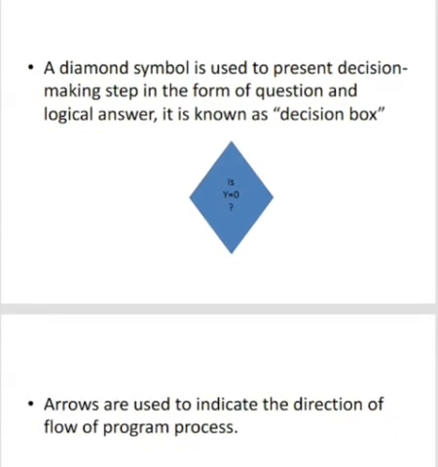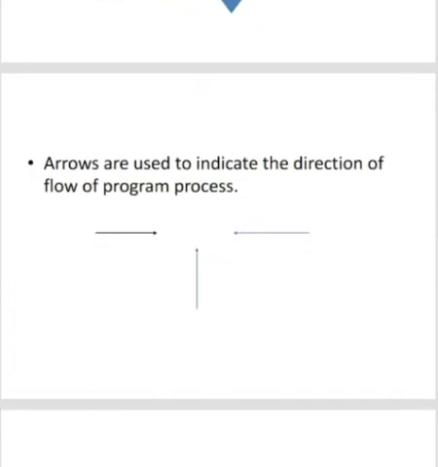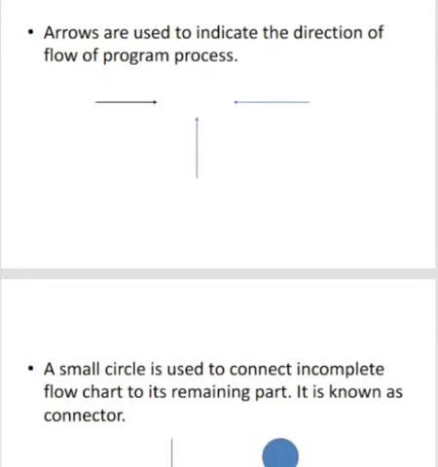The next is the arrows. Arrows are used to indicate the direction of flow of the program process. A small circle is used to connect an incomplete flowchart to its remaining part. It is known as a connector. Normally it is used at the end of a page where the flowchart breaks and in situations where flow lines cross each other.